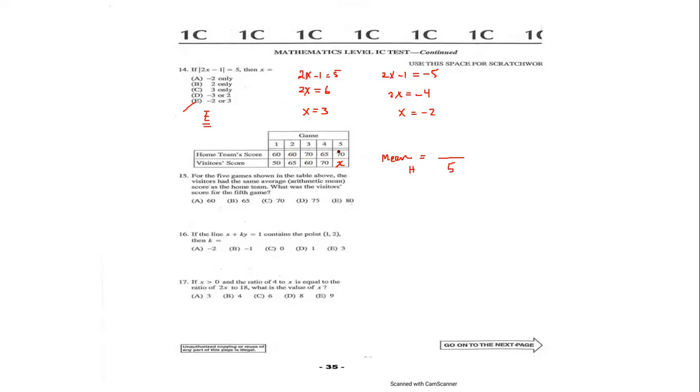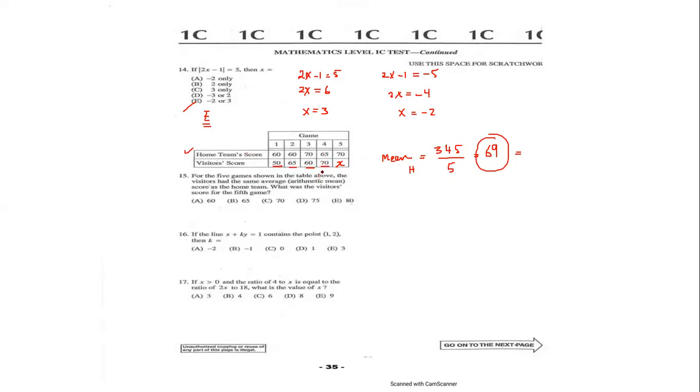And then plus 345 all together, 345 over 5 equals 69. Yes, 69 is the average of the home team's score. Okay, the same as what? The average of 50 plus 65. Add 50 and 65 and 60 and 70.